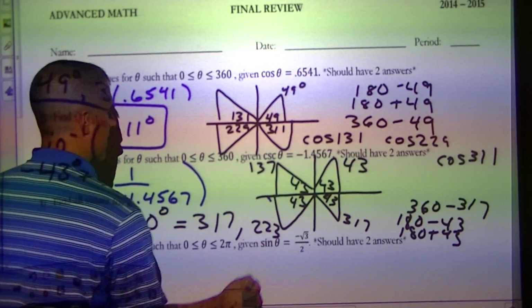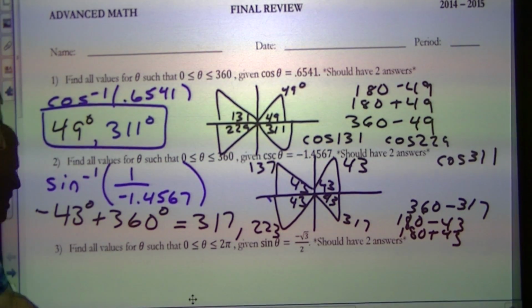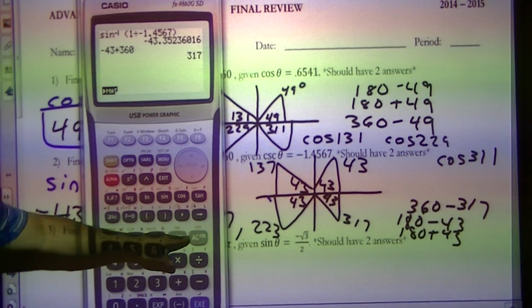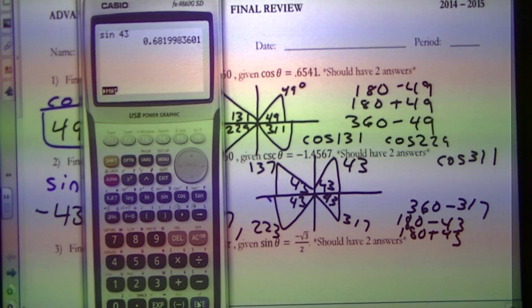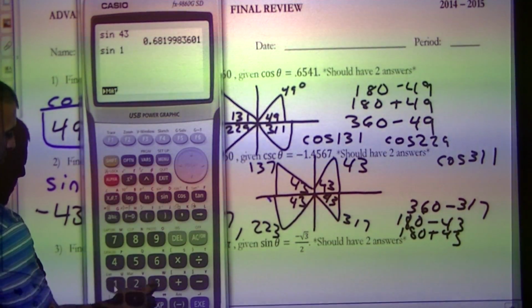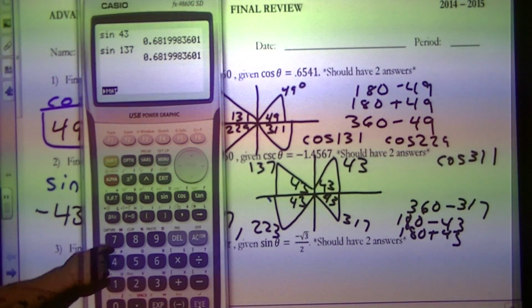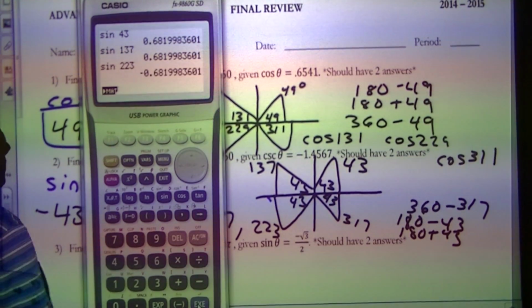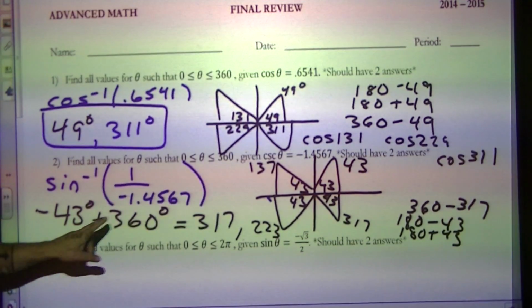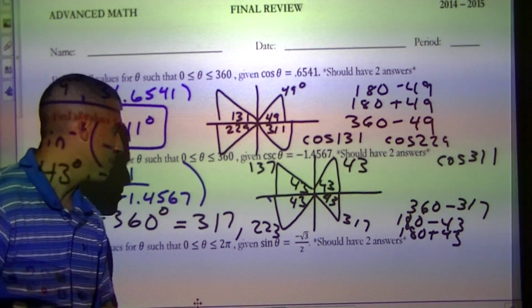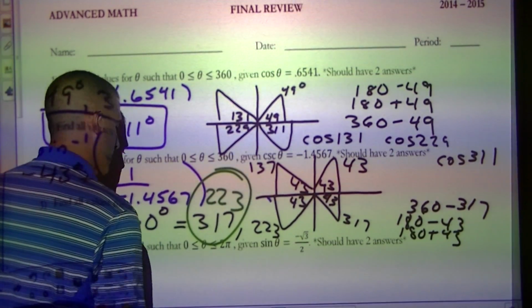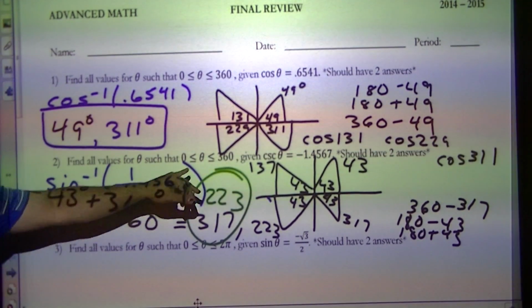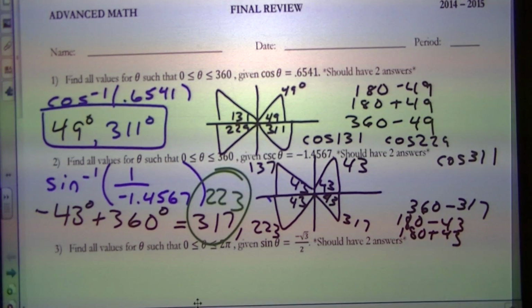137. Once again, I'm going to take the sine of all those. Sine of 43 is a positive number. Sine of 137 is a positive number. Sine of 223 is a negative number. Since my answer was negative, the other one I'm going to have is 223. So those are my 2 answers. The bottom line is whatever you take, they have to match up with the sign.